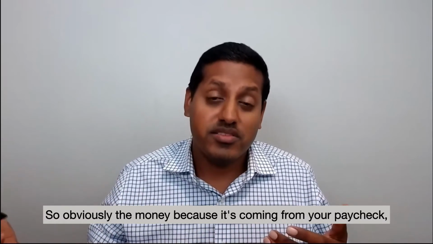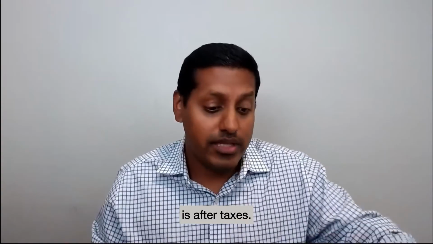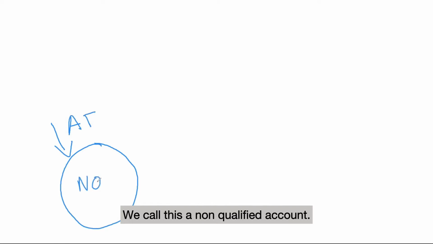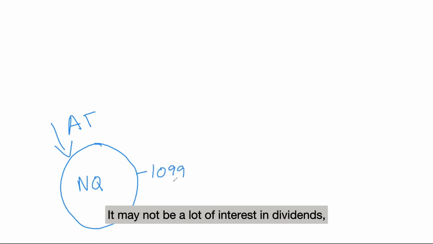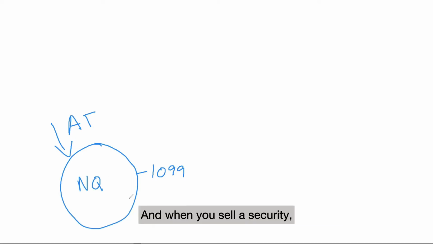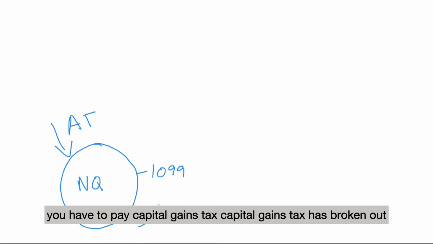So obviously the money, since it's coming from your paycheck, is after taxes. First thing you should know here is this bucket, money's coming from your paycheck. It's after tax. We call this a non-qualified account. Every year you get a 1099 for the interest that you earn. It may not be a lot of interest in dividends, especially in this low interest rate environment, but you still get taxed on it. And when you sell a security, you have to pay capital gains tax.